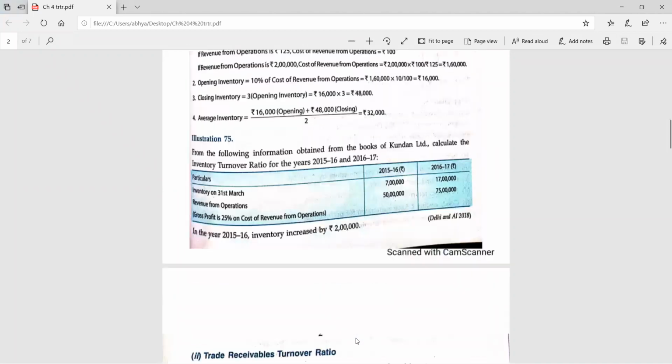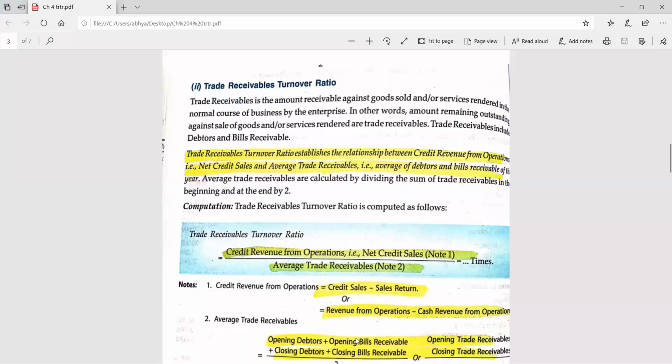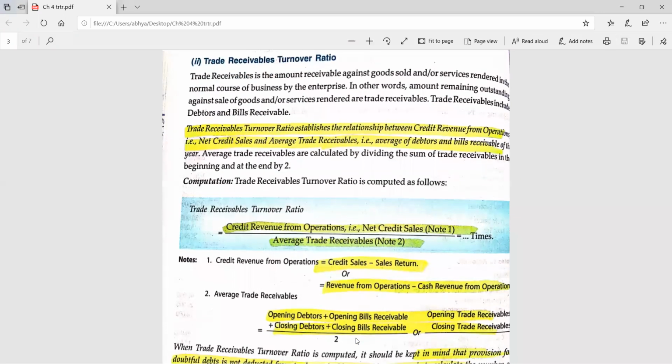Yes, students, whose answer is correct? Yes. Okay. So now I'm going with today's ratio, that is the trade receivable turnover ratio.